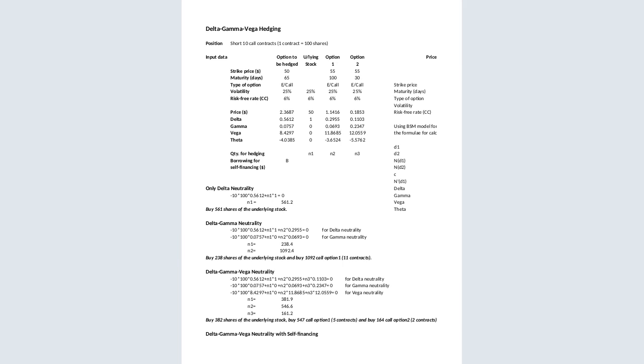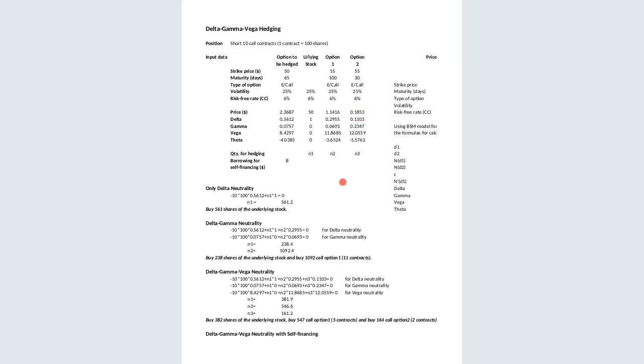So I can calculate the price of the option. The price of the underlying stock is 50. You can look at it here. It is stated here. And therefore I can calculate the delta of the stock, and the gamma and the rest will be zeros. But for the two options that I have, I can calculate all of it.